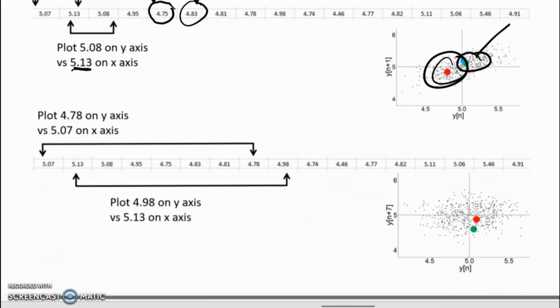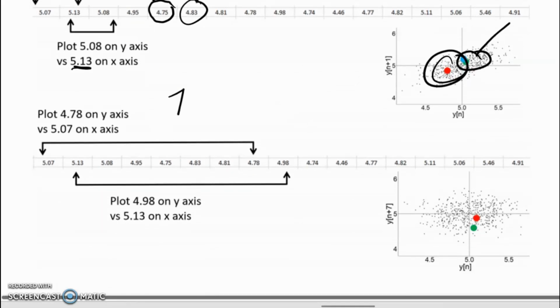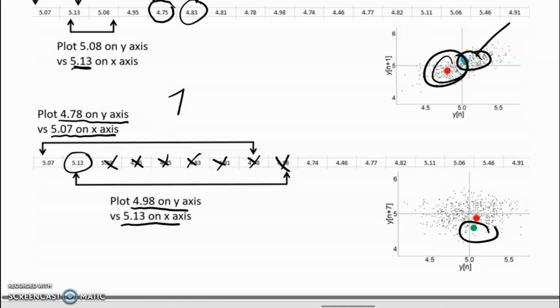Now what I want to consider is a lag of 7. So in a lag of 7, we begin here, and we jump 1, 2, 3, 4, 5, 6, 7. So 5.07 on the x-axis, 4.78 on the y-axis. That's the green dot. Move the frame over 1 to 5.13, jump 1, 2, 3, 4, 5, 6, 7. 5.13 on the x-axis, 4.98 on the y-axis. That's this red dot.